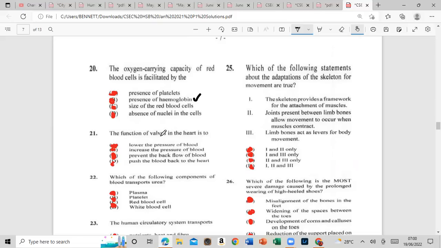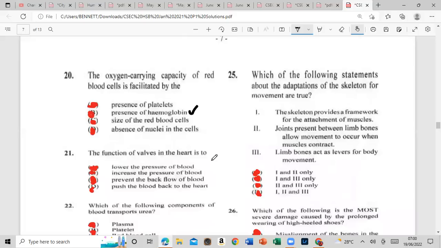The function of the valves in the heart is to, let me get it. Alright, number 21 is C, prevent the backflow of blood. So the heart valves prevent the backflow of blood.